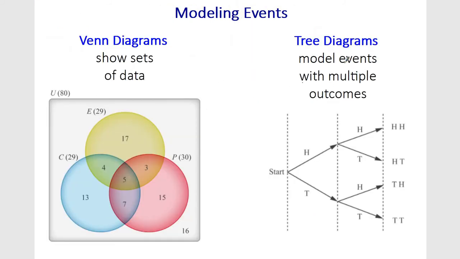Tree diagrams are used when you have multiple events, multiple outcomes, like flipping a coin or flipping two coins. The first option is you can either get a head or tail, and then the second option is a head or tail off of that. Then you get a tree formation with branches.